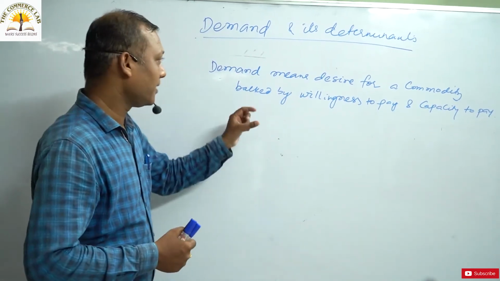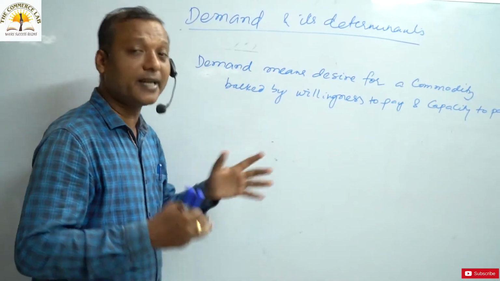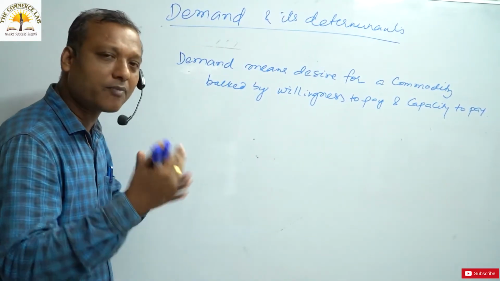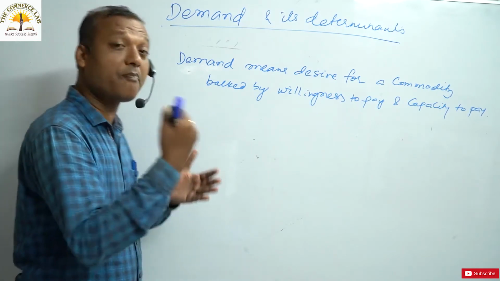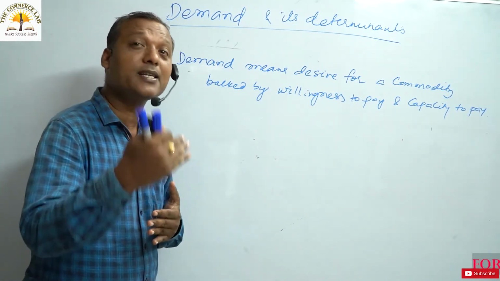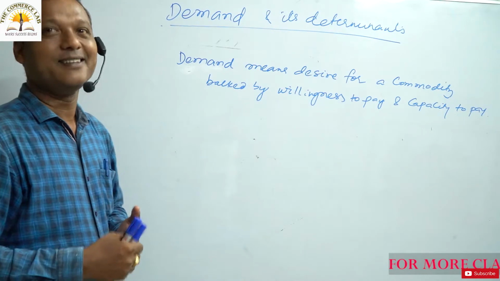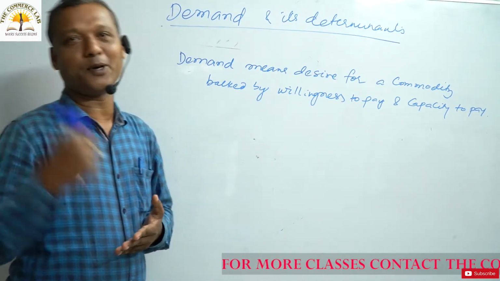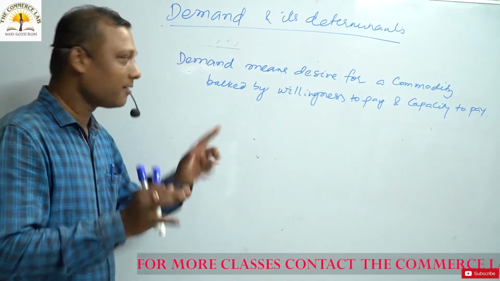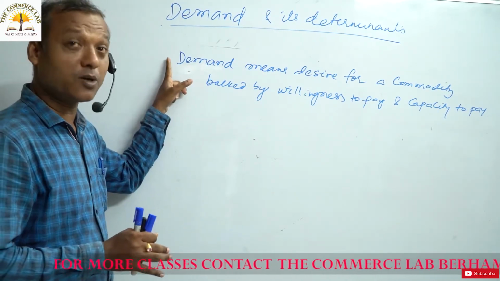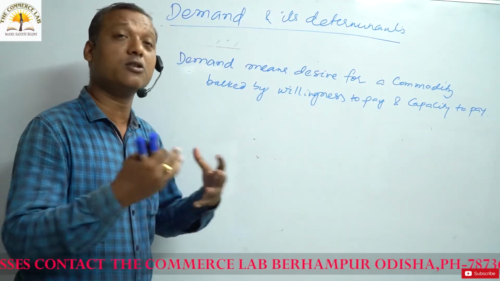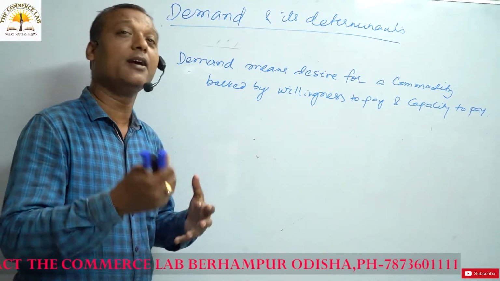So to understand the concept of demand very clearly, you should have some idea that demand is a part of the consumer, and supply is a part of the producer. Now you are clear, demand is a part of the consumer. Who are consumers? We are consumers. Why are we consumers? Because we consume something in our day-to-day life.